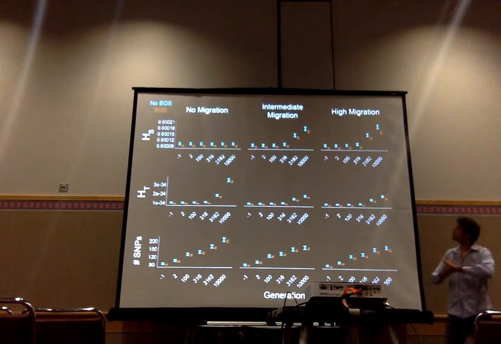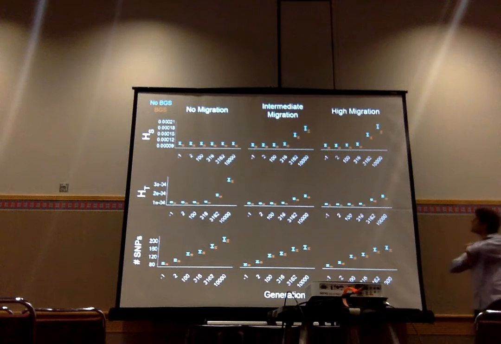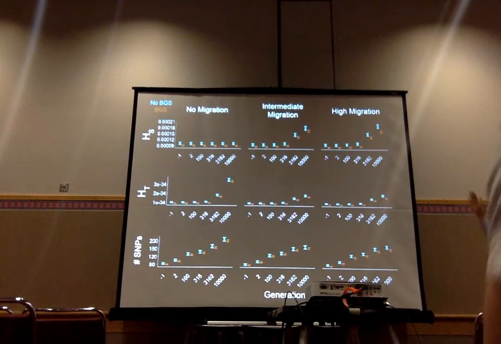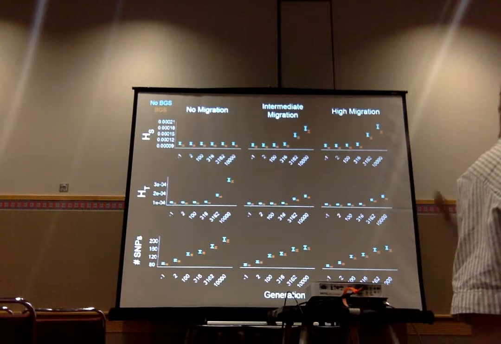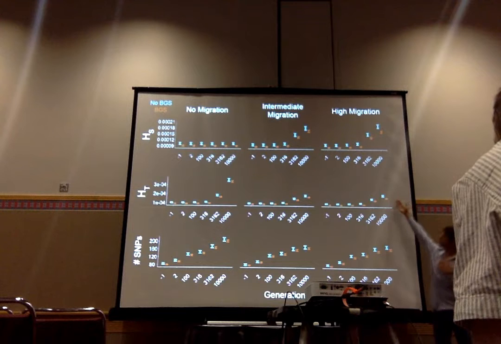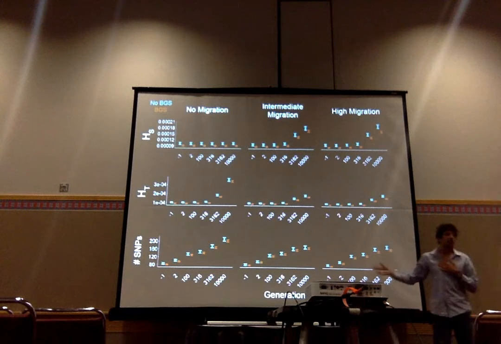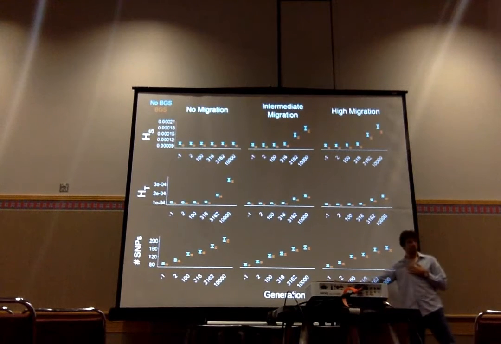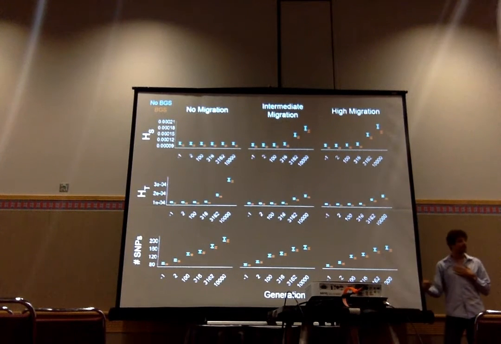So here are the results. There's a lot going on in this slide. All you have to know is that each row is a statistic of genetic diversity. So we have HS, the within-population genetic diversity, the overall genetic diversity, and this is just the number of SNPs. Each x-axis is going to be time, from -1 just before the split to 10,000 generations at the end of the simulation.